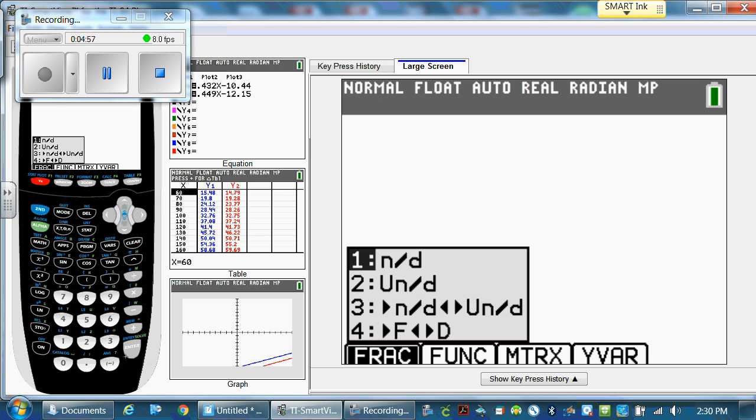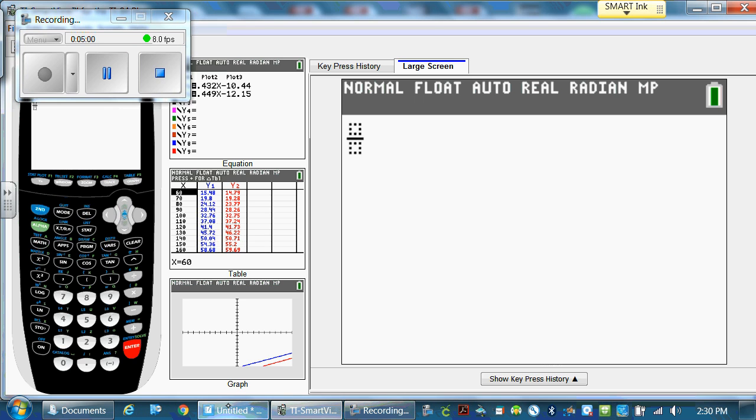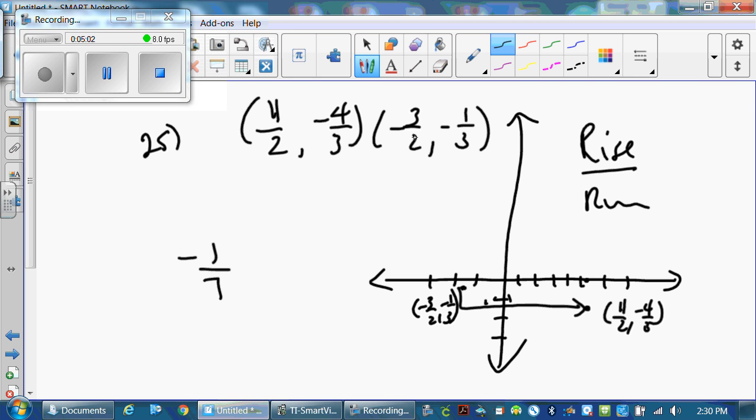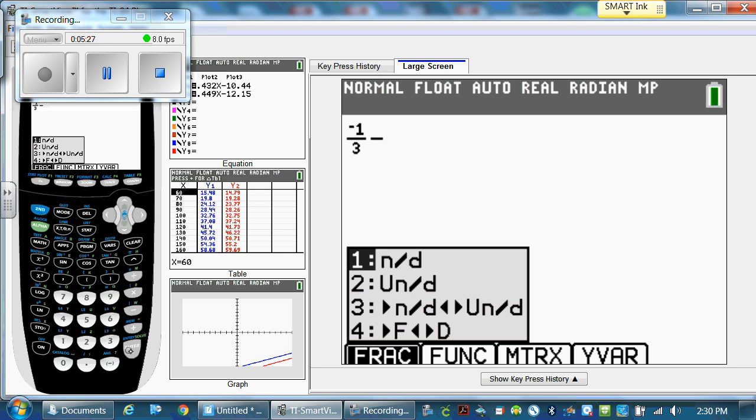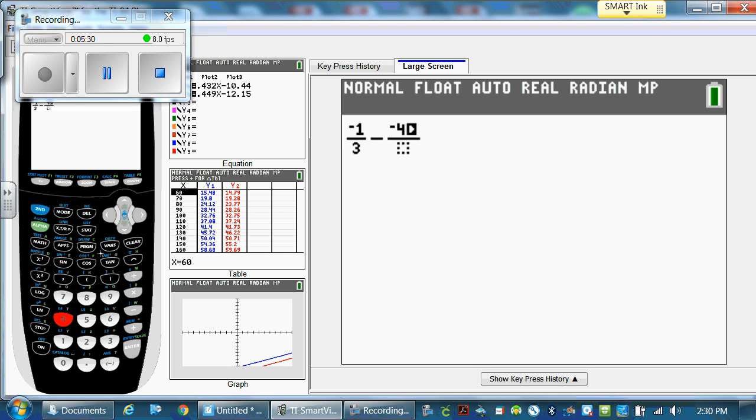It's y2 minus y1, so in that case it's going to be, let me look over here, the y's. It's going to be negative 1/3 minus negative 4/3 on the top. So I'm going to go ahead and do that. Negative 1, that's negative 10, that's not good. Negative 1/3 minus a negative 4/3. So on the top it would be 1.